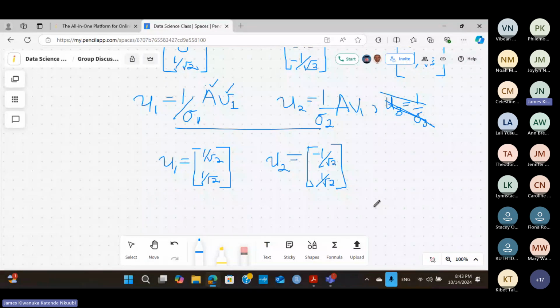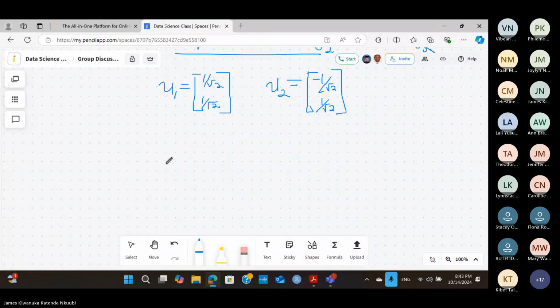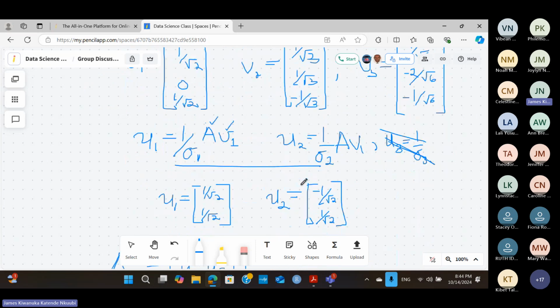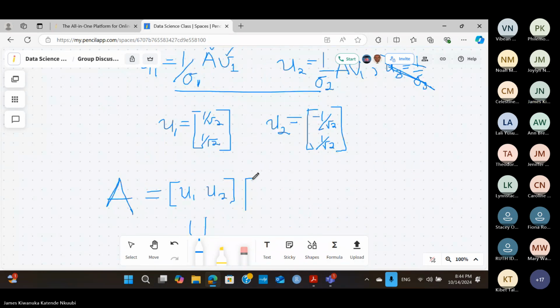Now you have everything you need to write out the decomposition. So you can write out A as the matrix whose columns are U1, U2. So you simply replace those columns U1 and U2 in this matrix, and you have your matrix U. Then you need the sigma. So sigma is what? Let's check. It has to be 2 by, is it 2 by 3? I think, yeah.